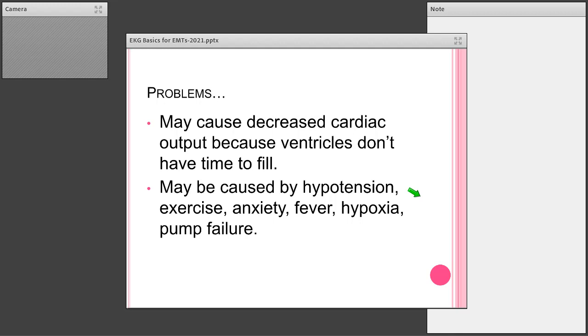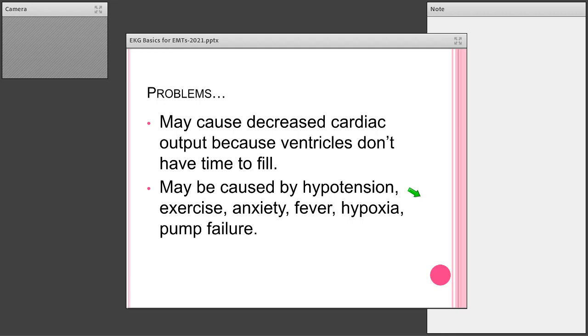Stress, pain, hyperthyroid, an electrolyte imbalance can also cause the sinus tachycardia. And generally our treatment is to treat the underlying cause. So if they've been exercising or they're anxious, we want them to calm down. If they're hypoxic, we give them some oxygen. If they're hypotensive, we give them some fluid. And all of those things should slow their heart rate down if it is indeed a sinus tachycardia issue.